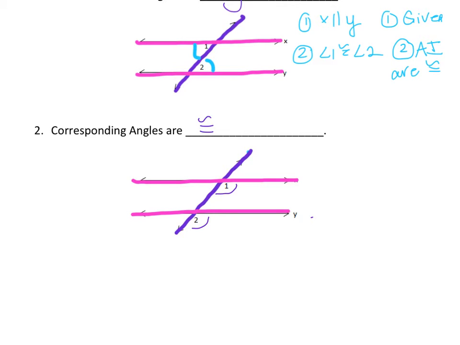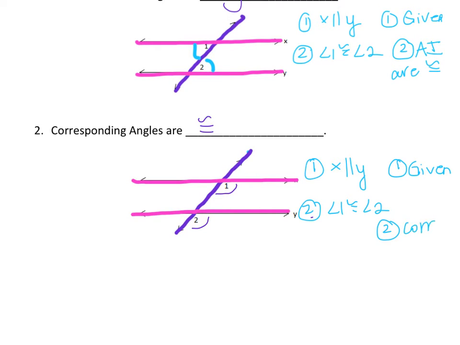So again, in a proof, if you're given that X is parallel to Y, you can make the statement that angle 1 is congruent to angle 2, and what's your reason? Because corresponding angles are congruent. So that's a definition you can use.